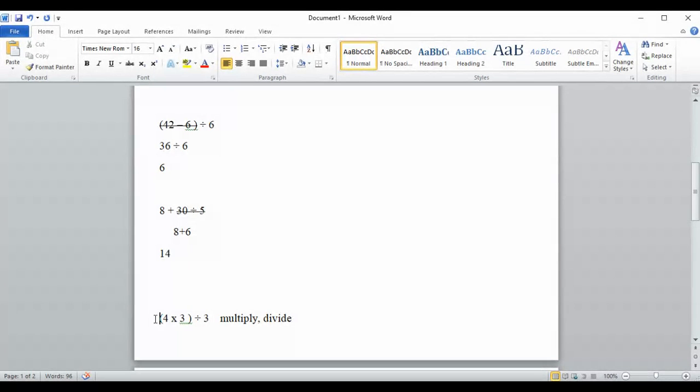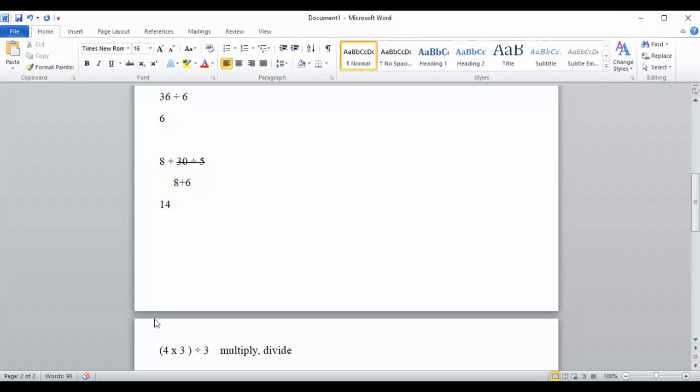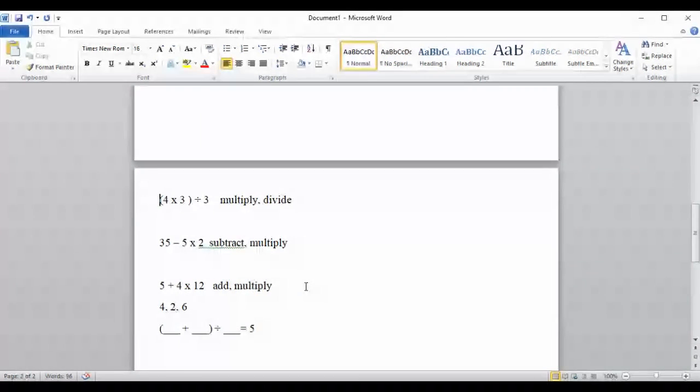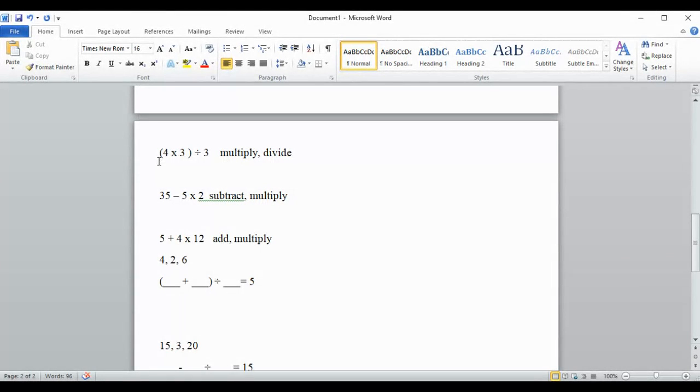So for the next section of problems, you're going to have problems like this. They are going to give you the problem, and then they're going to write down the operations in order, and you're going to have to tell if they are correct or if they are incorrect. And if they are incorrect, you have to write them down correctly.